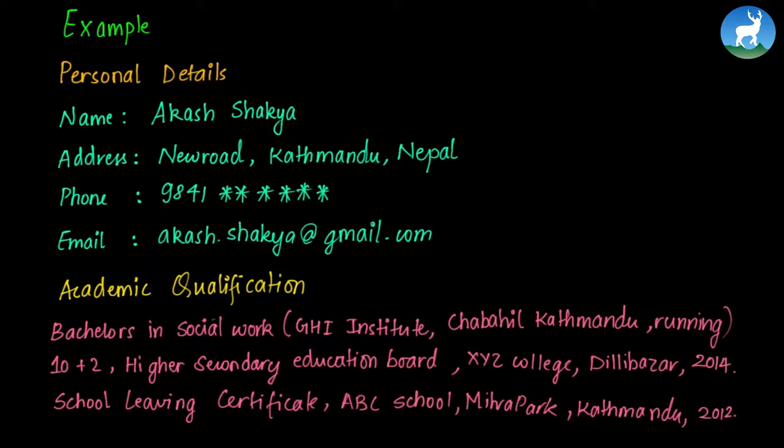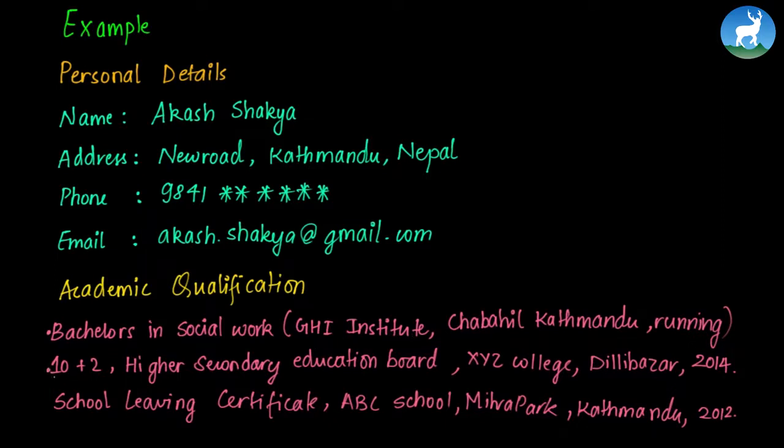We go towards listing the academic qualification. So here I've listed the most recent one on the top. So Bachelor's in Social Work from GHI Institute, which is in Chabel, Kathmandu, and it's running. So this CV states that you are a student who is currently taking the course at GHI Institute.